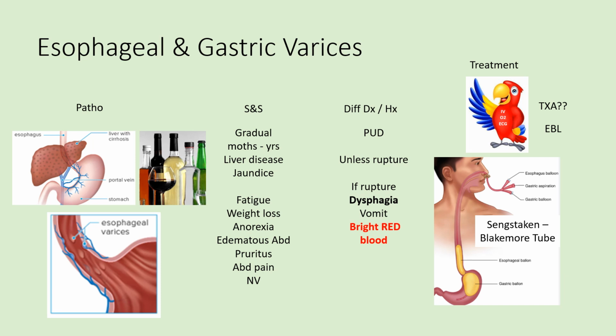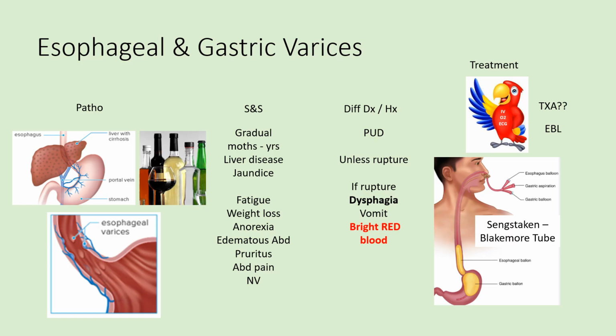Could be also liver disease, and the patient could be yellow or jaundiced. They can complain of fatigue, weight loss, anorexia. They could have ascites or an edematous belly, fluid in their bellies, pruritus or itching, abdominal pain, nausea, and vomiting. So differential diagnosis, you could mistake this as a peptic ulcer disease unless it ruptures.